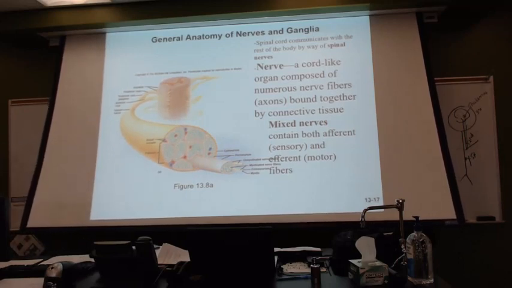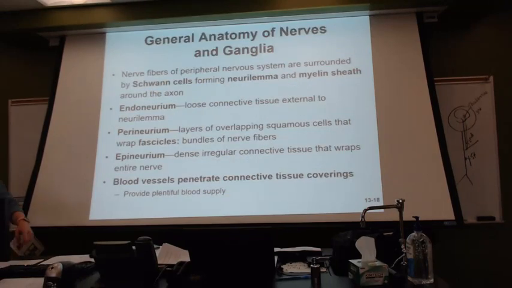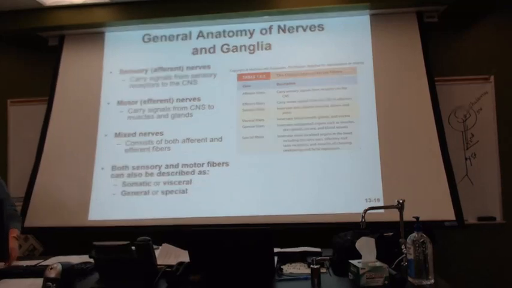Does that make sense? The other thing about nerves is that they are very well vascularized. They have a good blood supply. So we do see that they have a really good blood supply.